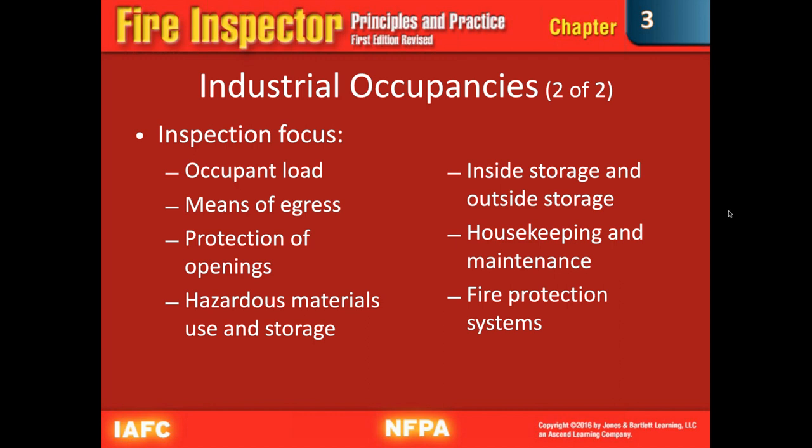Each building or separated portion should be inspected depending on the requirements of its primary use. So some inspection considerations include occupant load, means of egress, protection of openings, hazardous materials, use and storage, inside storage and outside storage, housekeeping and maintenance.